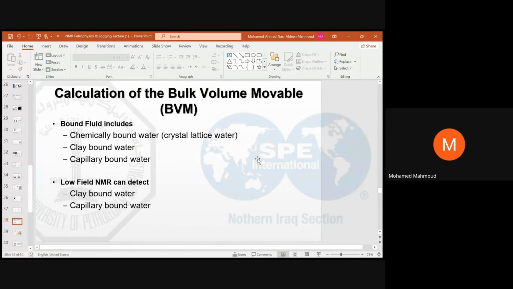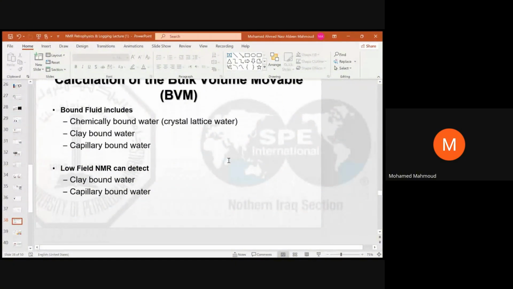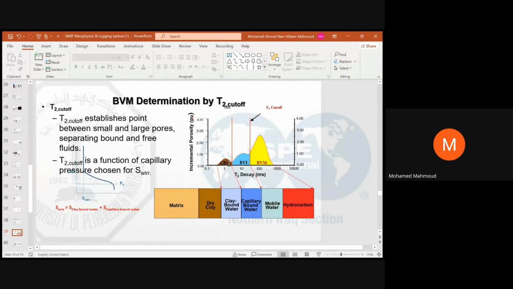Also, NMR can be used to determine the bound fluid, which includes the chemically bound water, the clay bound water, and the capillary bound water. All of this water, which we call immobile water, we cannot produce from the formation, and this will help us in assessing the saturation.